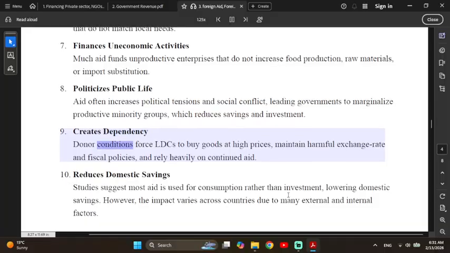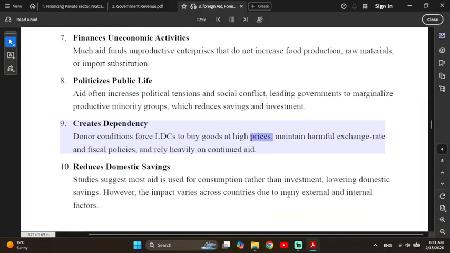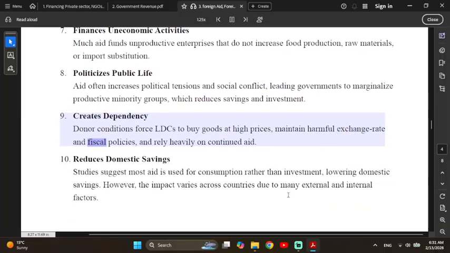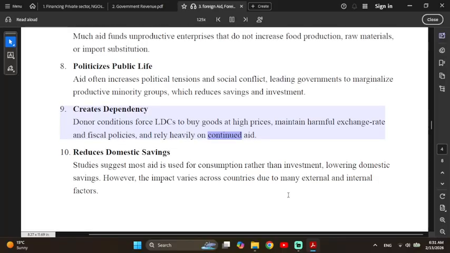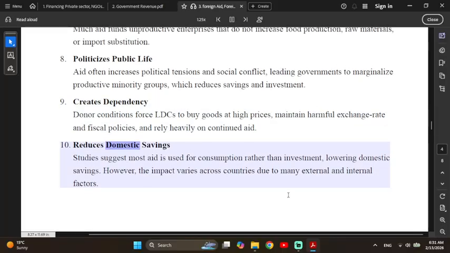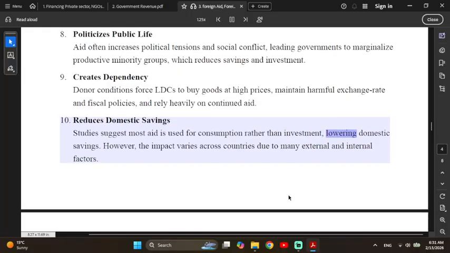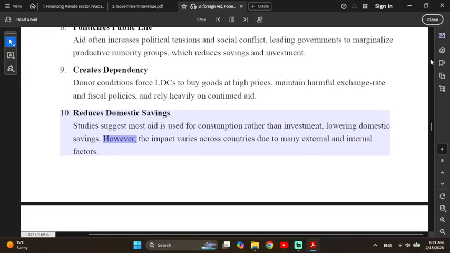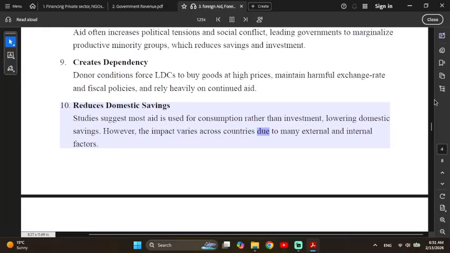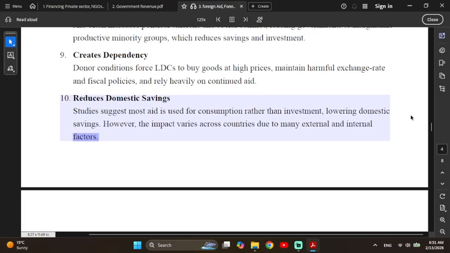9. Creates dependency. Donor conditions force LDCs to buy goods at high prices, maintain harmful exchange rate and fiscal policies, and rely heavily on continued aid. 10. Reduces domestic savings. Studies suggest most aid is used for consumption rather than investment, lowering domestic savings. However, the impact varies across countries due to many external and internal factors.